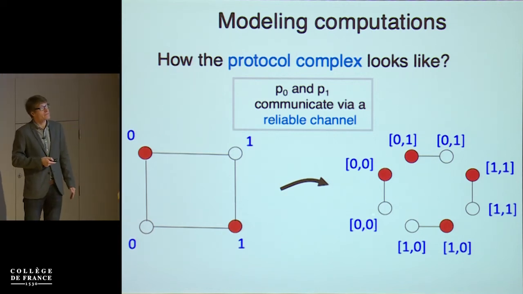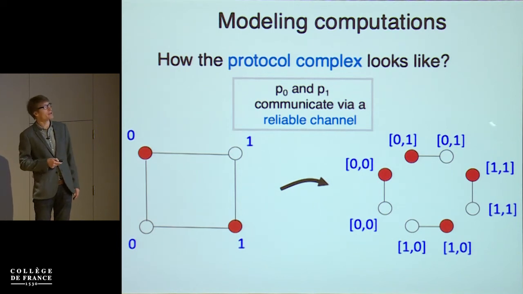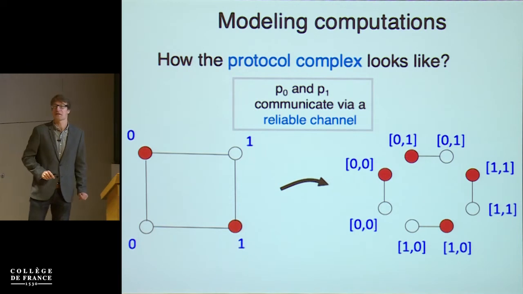So here we have a disconnected structure. It's still a complex, yeah? Every element of this complex is a simplex, a one-dimensional simplex. And the labels here are all the information they have. So here it's a vector of inputs. Everybody knows everybody's input.